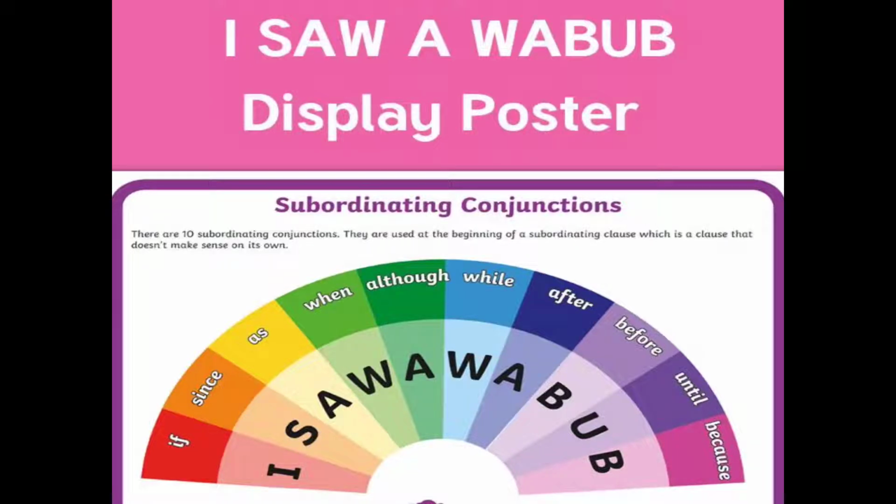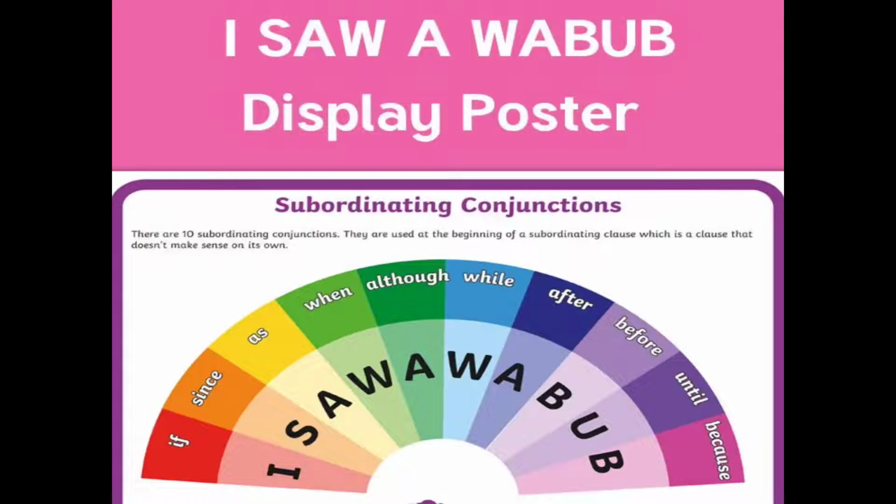Here there is one acronym given for you, that is I SAW A BABOUB. This is something like what we did with FANBOYS. But because the number of subordinate conjunctions is more, we have this one. I for if, S for since, A for as, W for when, A for although, W for while, A for after, B for before, U for until, and B for because. So if we get these words in the sentence, they will be known as subordinate conjunctions.